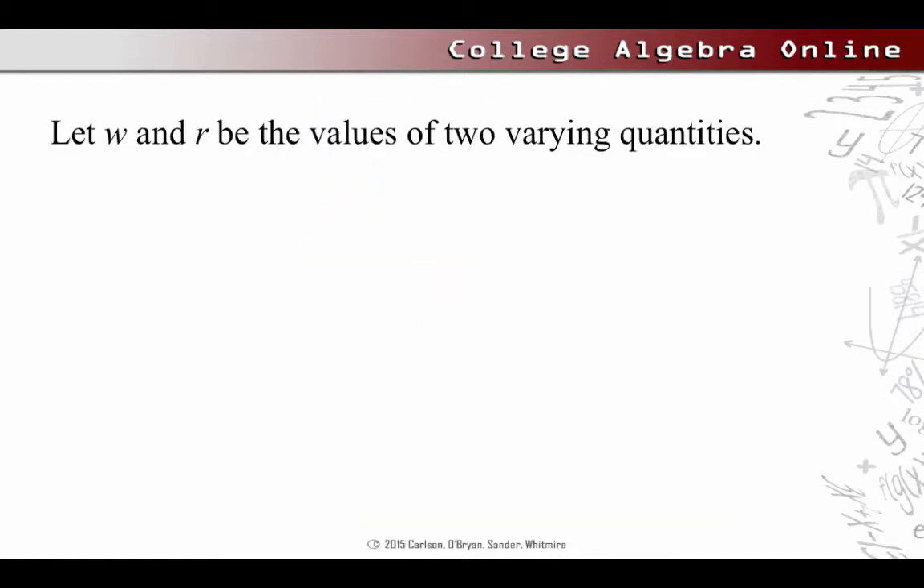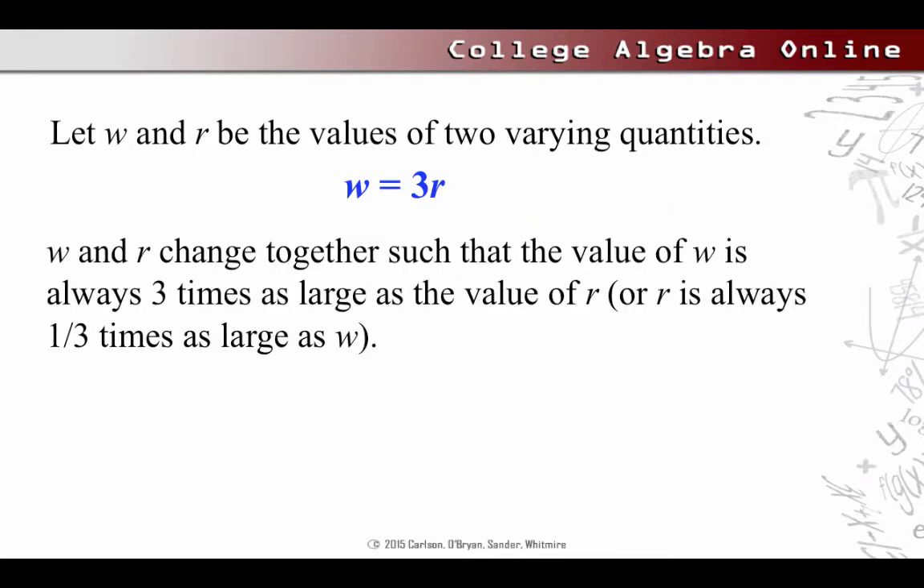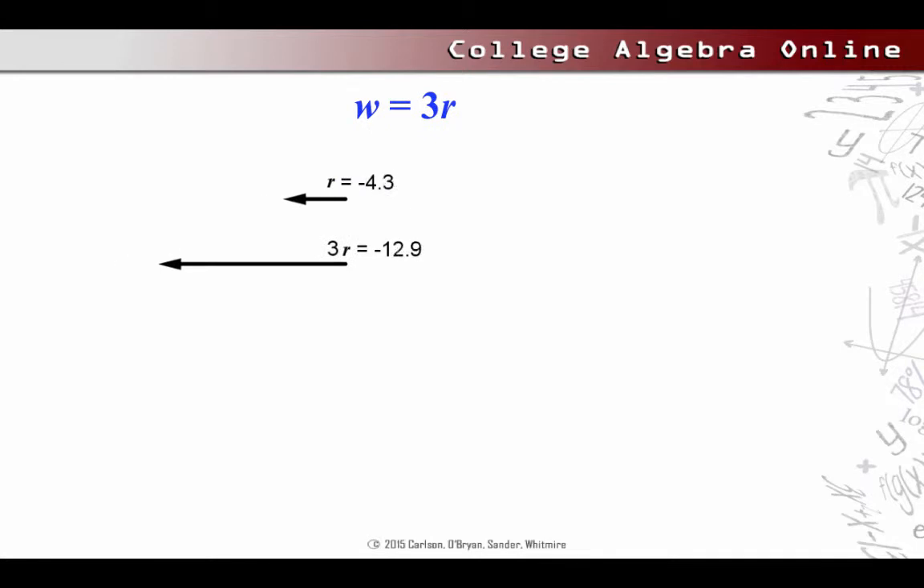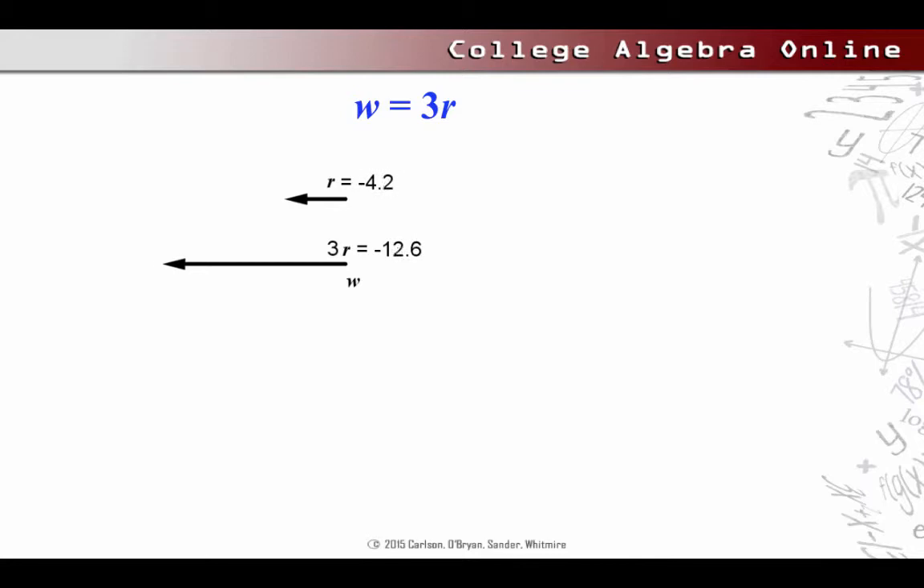Now, let w and r be the values of two varying quantities, where w equals 3 times r, which expresses w in terms of r. Then w and r change together such that the value of w is always 3 times as large as the value of r, or r is always 1/3 times as large as w. Let's visualize this relationship. As the value of r varies, we think about the value of the expression 3 times r, which will always be 3 times as large as the value of r, and this is also the value of w.